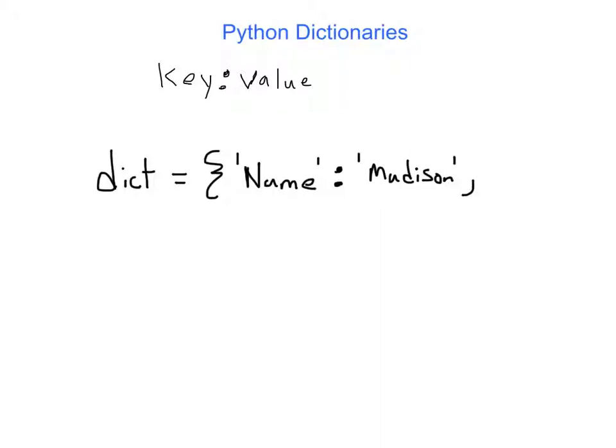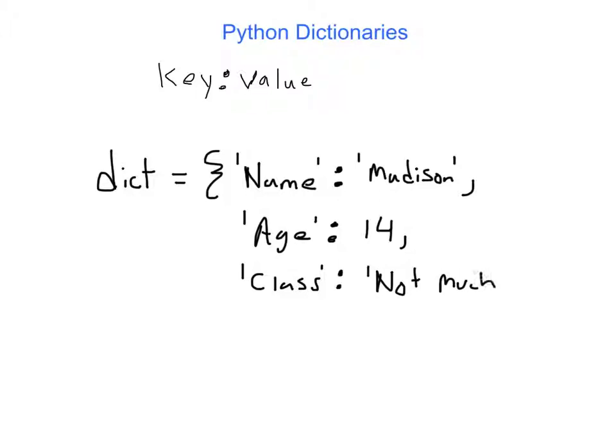Then we might have another key, age, which is a string, associated with the value 14. Then we might have another key, class, associated with the value not much. Both of those are strings. And for now, that is the entire dictionary that we're going to be dealing with. And so that's the syntax for setting up a dictionary.